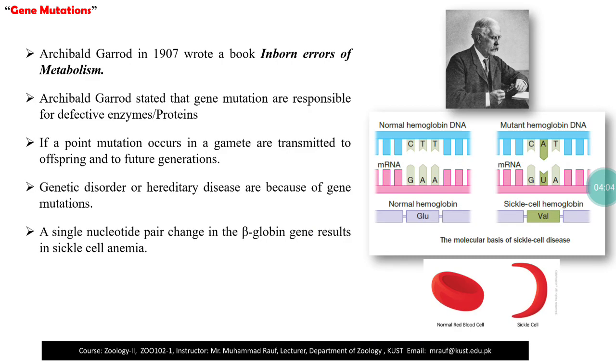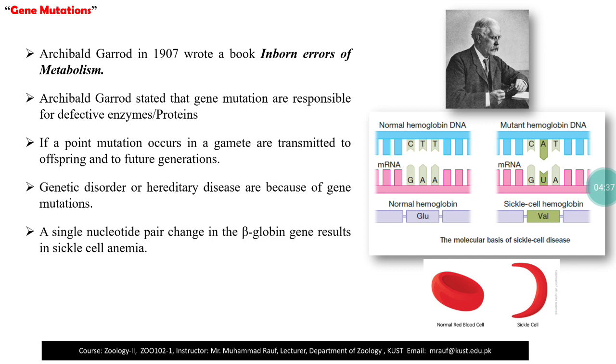How did we come to know that gene mutations cause genetic disorders? It was courtesy of the work done by British physician Archibald Garrod in 1907. He wrote a book, Inborn Errors of Metabolism. In that book he stated that gene mutations are responsible for defective enzymes and proteins.